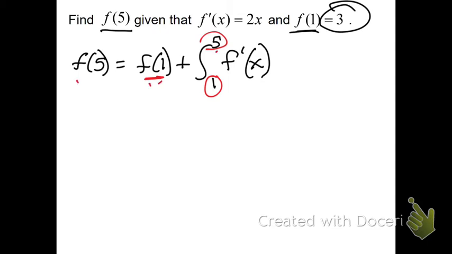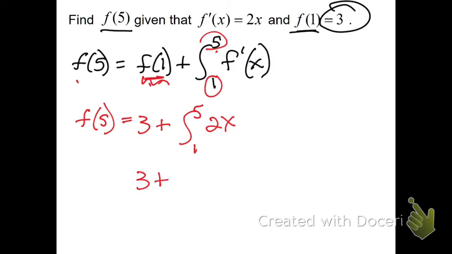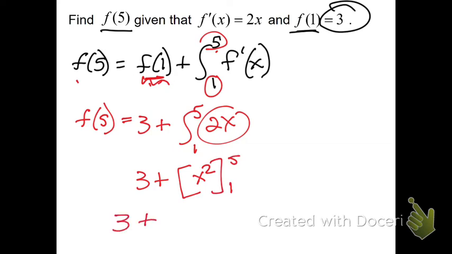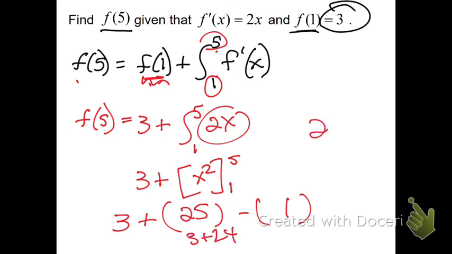All right, now what do I do with this? To find f of 5, it will be f of 1, which is 3, plus the integral from 1 to 5 of 2x. I then actually integrate this, and I'd get x squared evaluated from 1 to 5. So it'll be 3 plus, plug in the 5, plug in the 1, and subtract. So 5 squared, 1 squared. So that is 3 plus 24, which is still 27, the same answer.